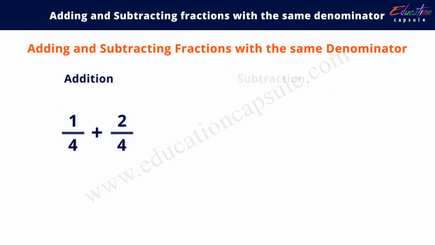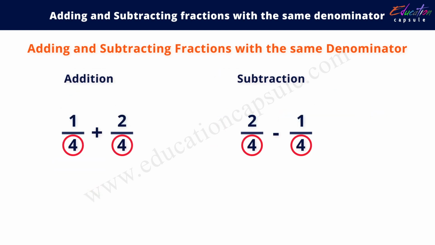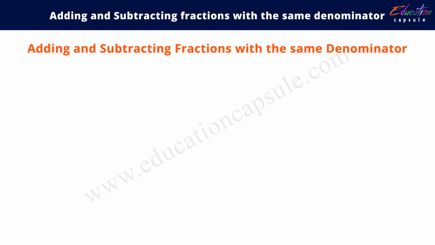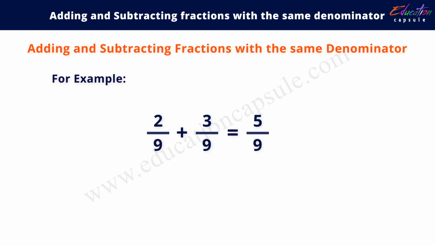It's easy to add and subtract fractions when the denominators are the same. We just need to add or subtract the numerators and the denominators stay the same. For example, add 2/9 and 3/9. Here, the denominators are the same, so we'll add just the numerators. 2/9 added to 3/9 would give you 5/9.